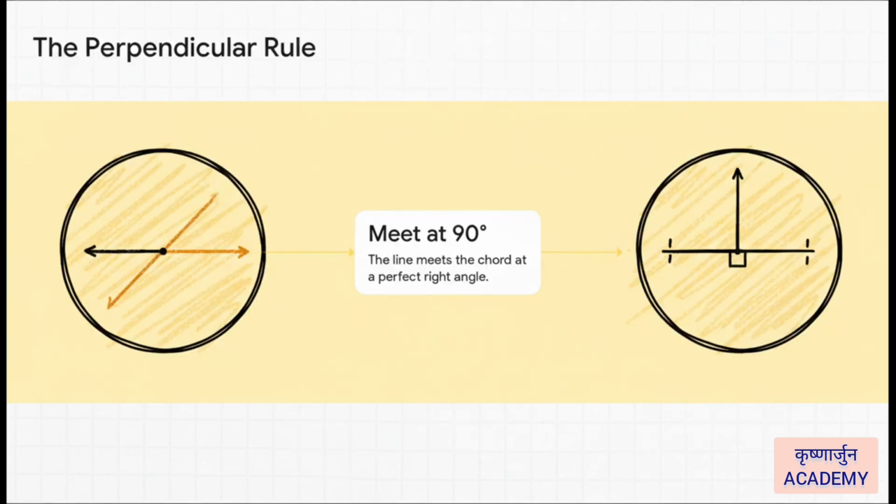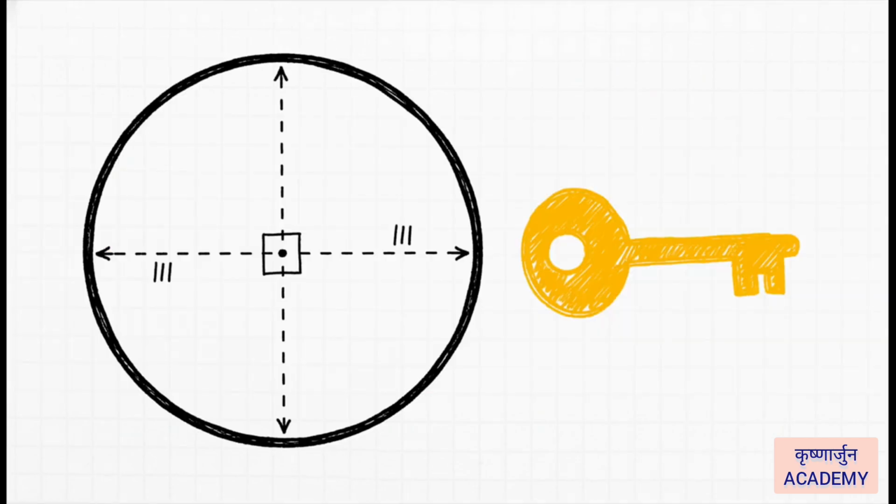All right, let's see it in action. First, you draw that perpendicular line from the center. It hits the chord at that perfect 90-degree angle. And then, look at that. It cuts the chord into two exactly equal halves. Not sometimes, every single time. And that, my friends, is our very first hidden rule. The perpendicular from the center always bisects the chord. I mean, it cuts it in half, guaranteed. Consider that the first piece of the circle's code, officially unlocked.